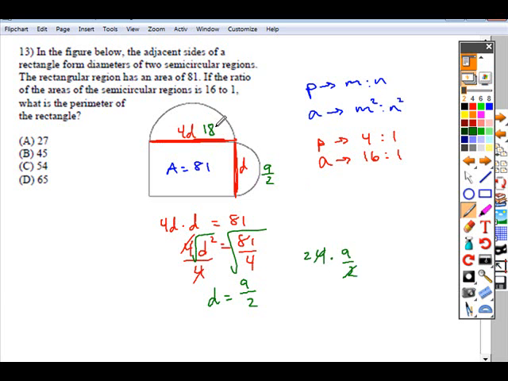And so if you add these together, we have 18 times 2, the opposite sides of the rectangle. We have 9/2 times 2. So we get 36 here. The 2's cancel, plus 9. Combine those straight down. We get an overall value of 45.